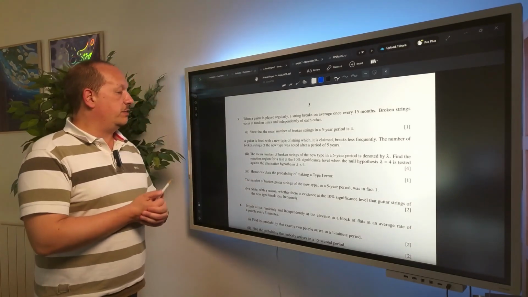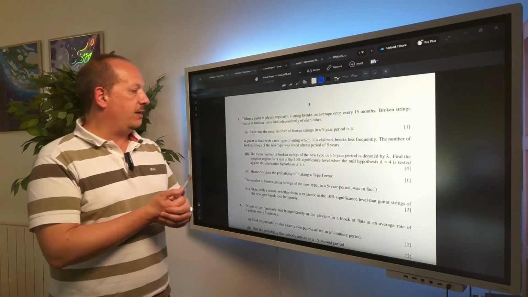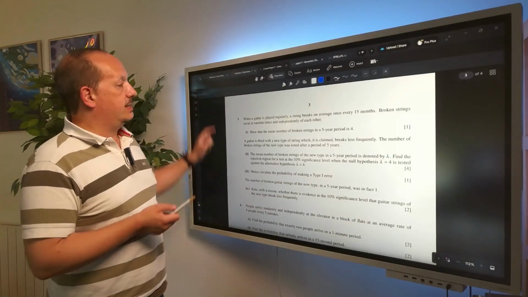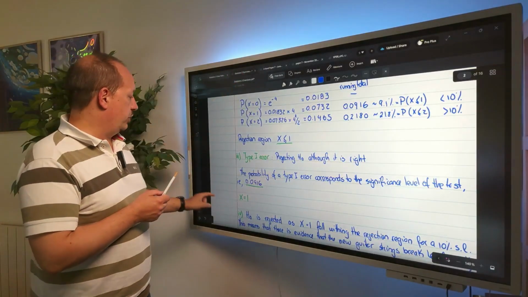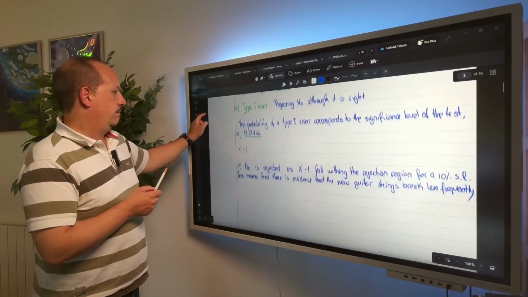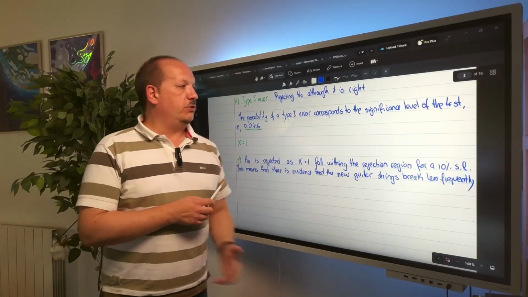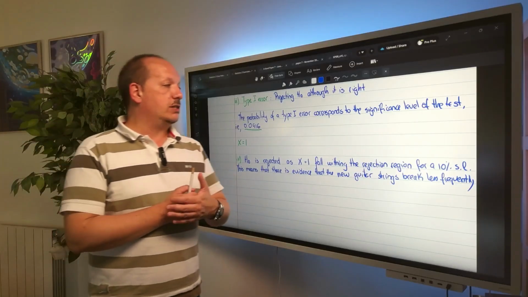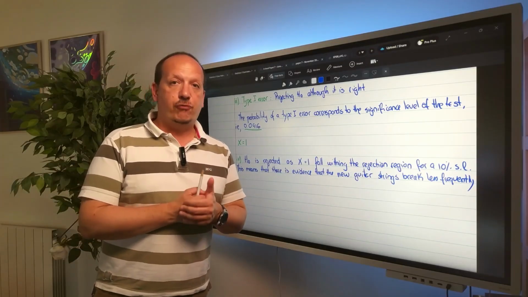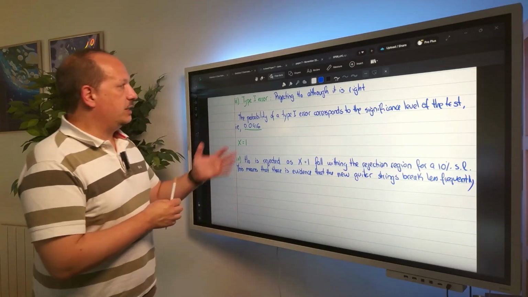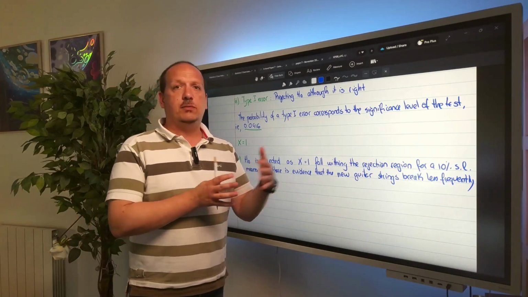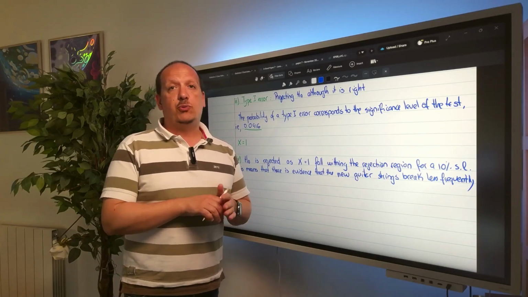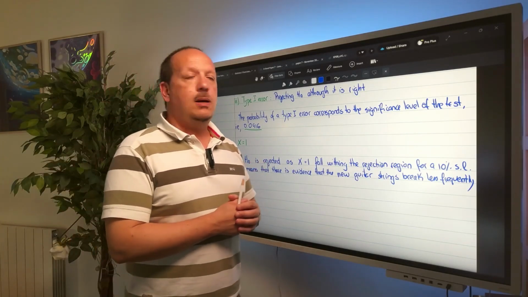State with a reason whether this is evidence at the 10% significance level that guitar strings of the new type break less frequently. So X equals 1 is within the rejection region, right? It falls within the rejection region for a 10% significance level. And this means that there is evidence that the new guitar strings break less frequently. Okay? As you can see here, the type of question is similar to the ones that you saw in the previous chapter. You are just going to use the Poisson distribution instead of the binomial distribution.